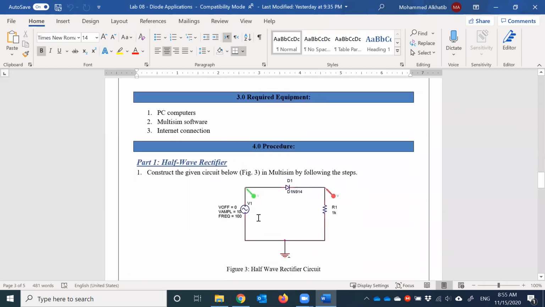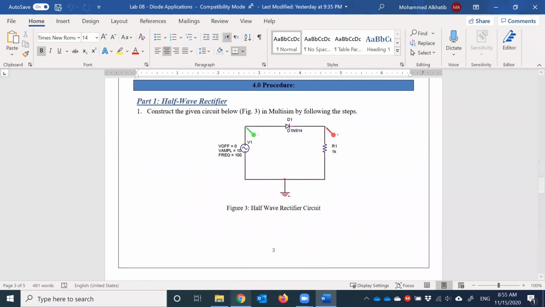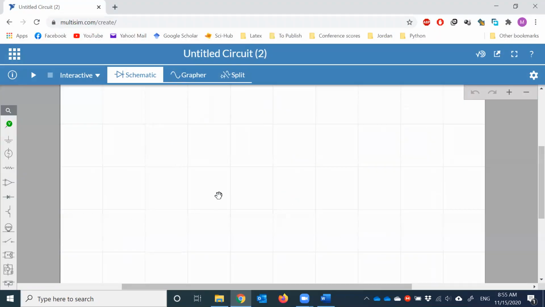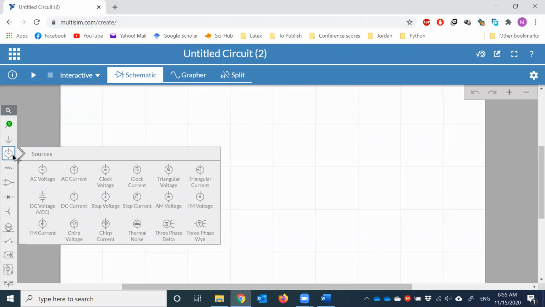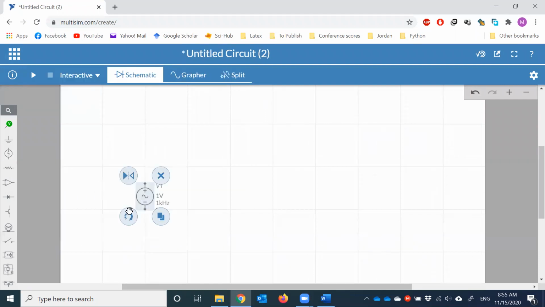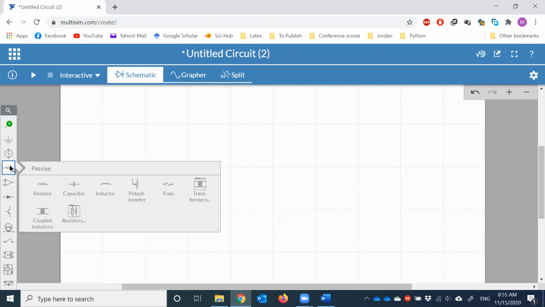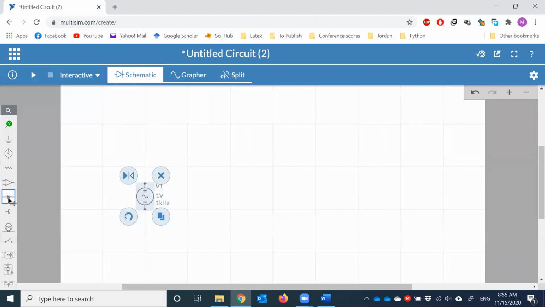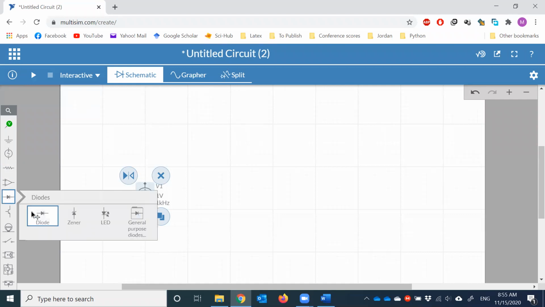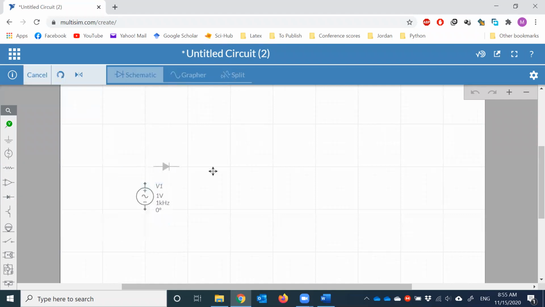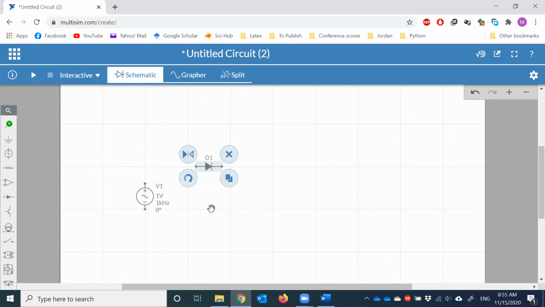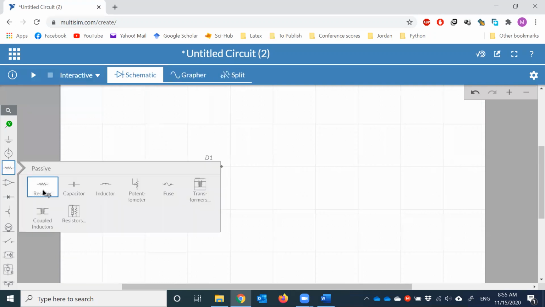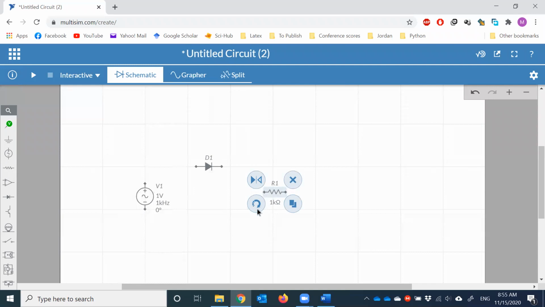So let's start by constructing the half wave rectifier. We'll go to Multisim, create a new circuit. And we know that our input is AC voltage. We need a diode, and I think diodes is this one, because this one is passive elements. Diode is a different component. So just diode, and there you go. And we know this again, load resistor to show our output. And that's it, the circuit is done.